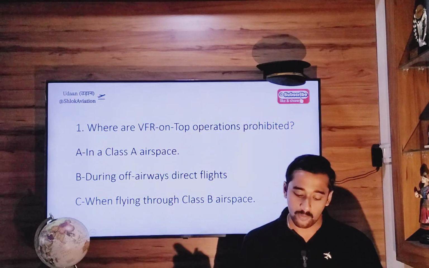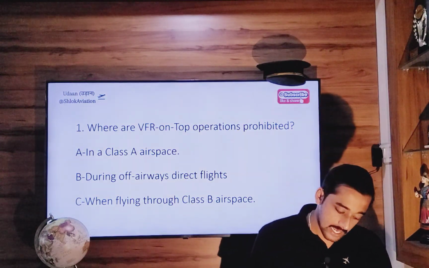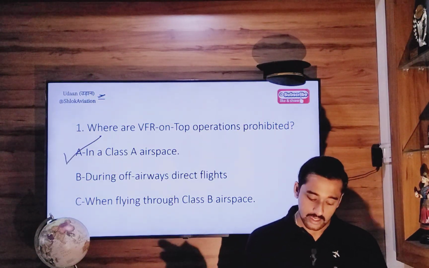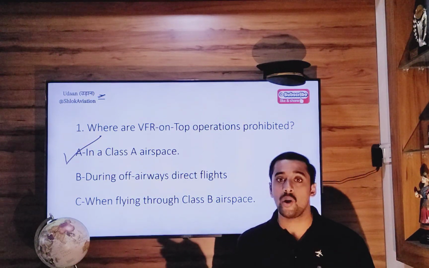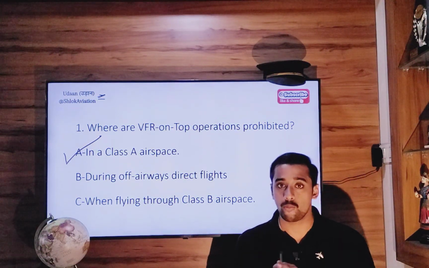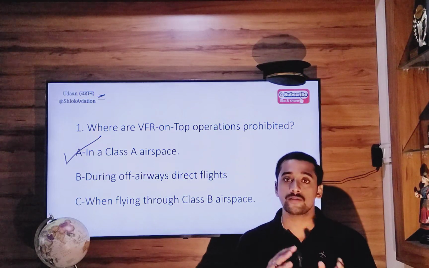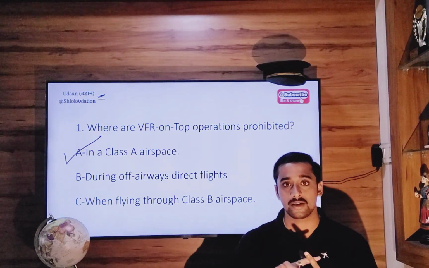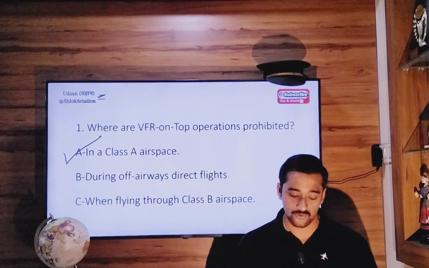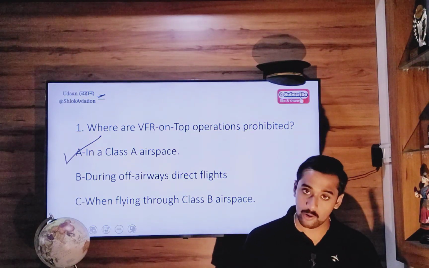So where are VFR on top operations prohibited? VFR on top operations are prohibited in Class A airspace. They are permitted off airways. You don't have to fly on a particular VOR radial while tracking from point A to point B. You can fly off that radial, away from it, and do area navigation direct from point A to B. That's fine, so VFR on top is allowed there.